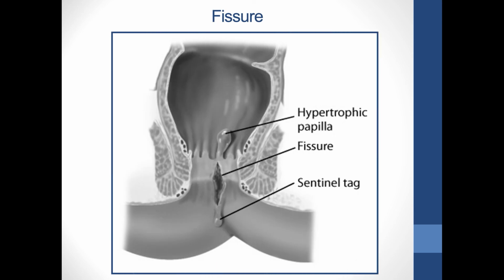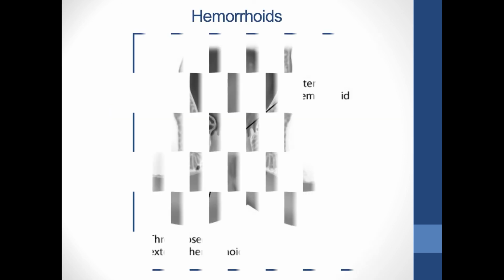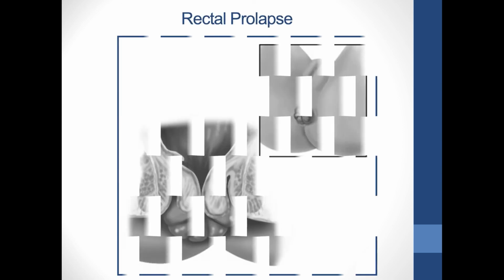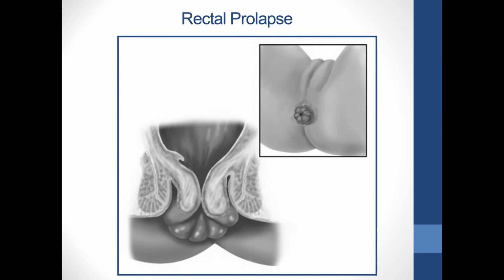We may have a fissure. It's a tearing in the rectum that you can see there. Those are very painful. Hemorrhoids can be either internal or external. They are the thrombosed veins that we talked about a few slides back. And we could come across rectal prolapse, where we do have the rectum protruding out of the anus.